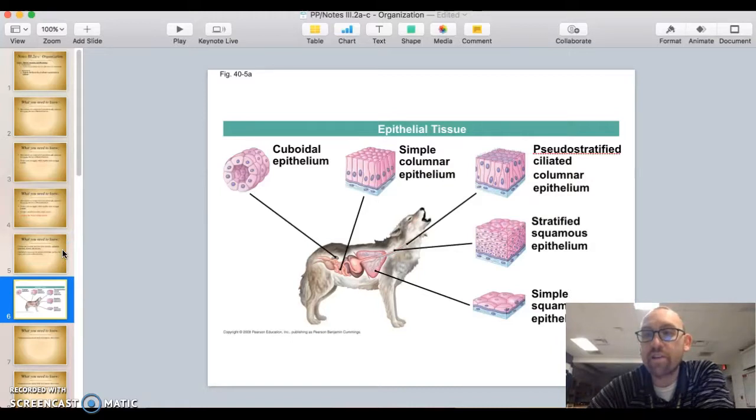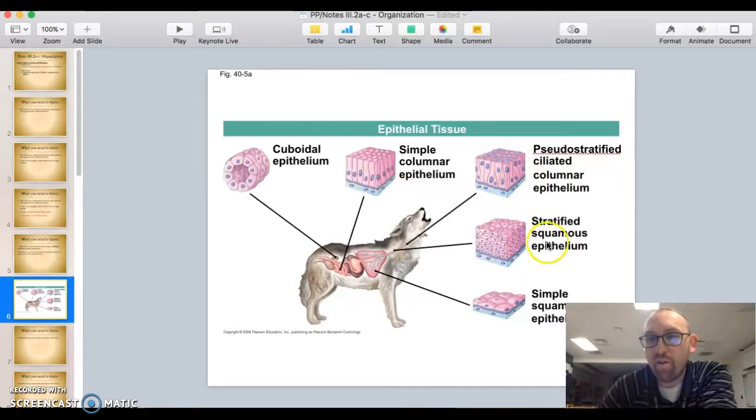There are lots of different types of epithelial tissue, and they're mainly categorized and named for their shape. For instance, cuboidal epithelial tissue is tissue that's kind of cube shaped. Columnar, see how they look like columns? And then what's called pseudostratified columnar means that they're kind of columns, but they're also layered a little bit, so they're not perfect columns.